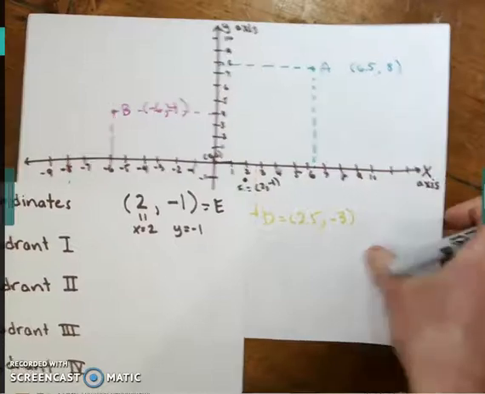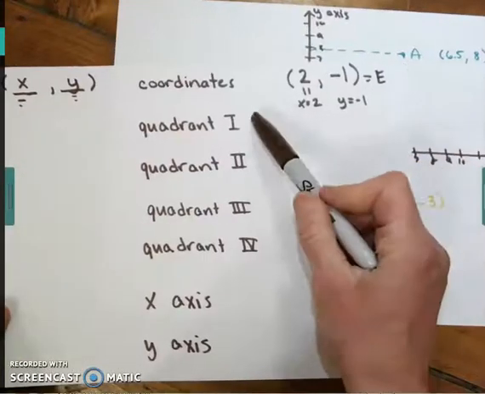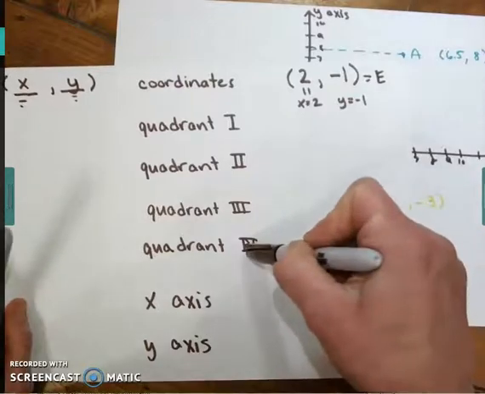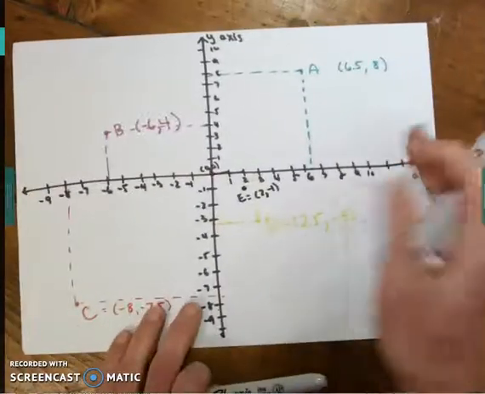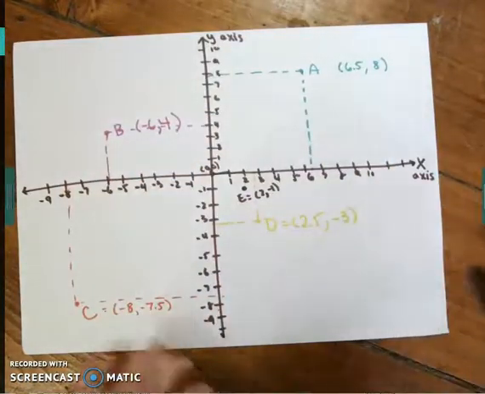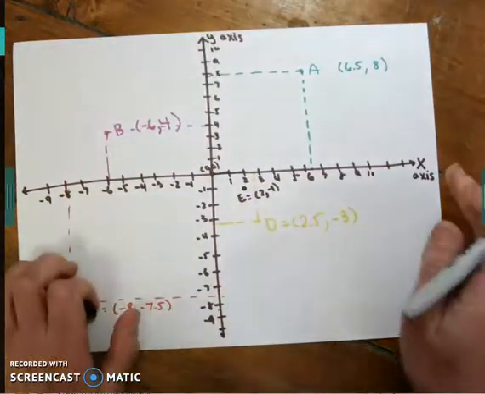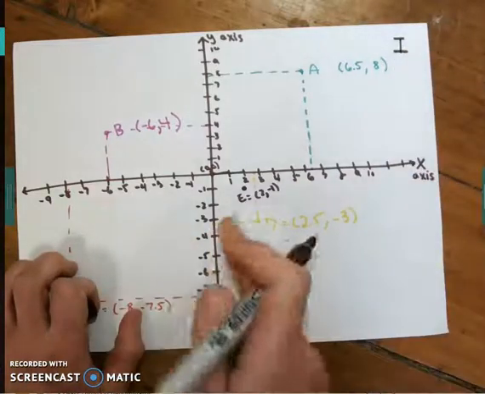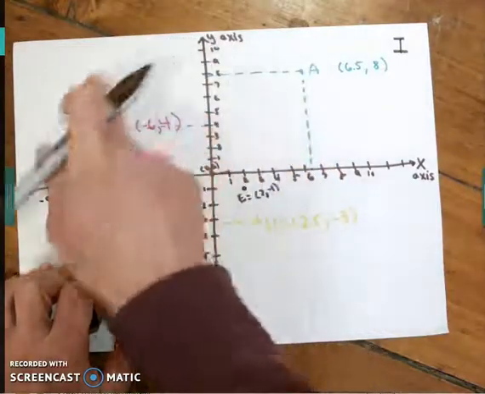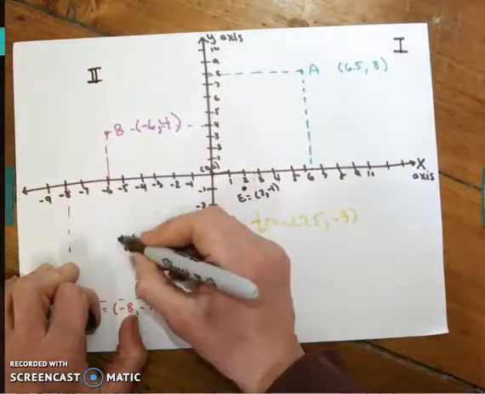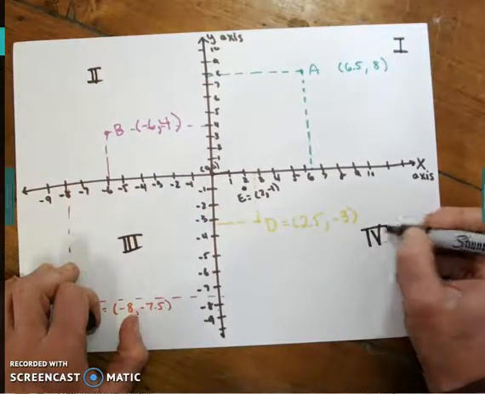The other terms that you need to know are quadrant 1, quadrant 2, quadrant 3, quadrant 4. So a quadrant is just a quarter of the graph. So we split it into 4 quarters, 4 parts. And then quadrant 1 is this first one. And then we go counterclockwise. So this is quadrant 2. This is quadrant 3, and this is quadrant 4.